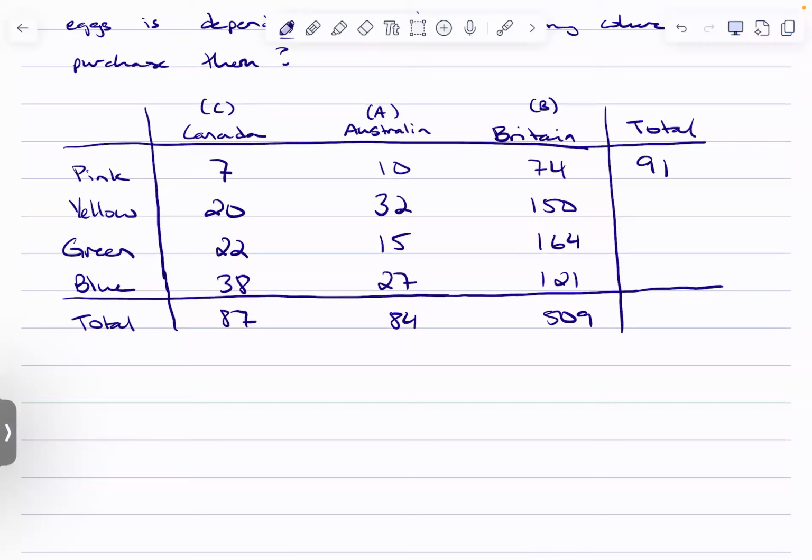For a total of 91 pink mini eggs. And then I can find the totals across each of these, 20 and 32 and 150. I hope I don't regret going a little wild in Britain there. 22 plus 15 plus 164. I just go where the data tells me. 38 plus 27 plus 121.